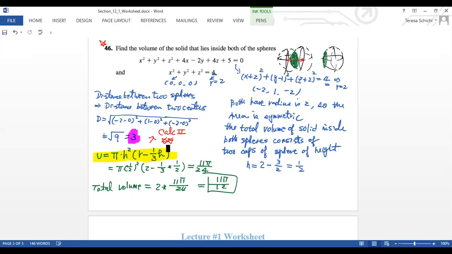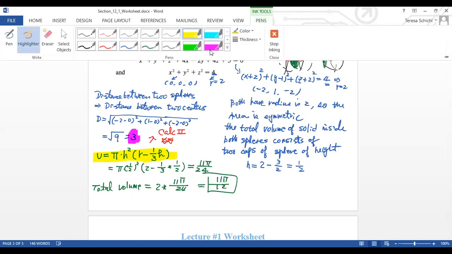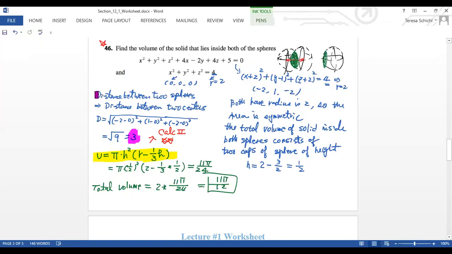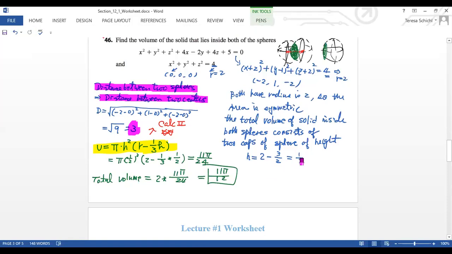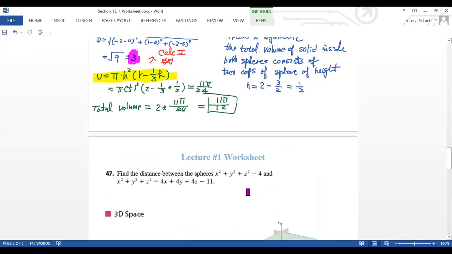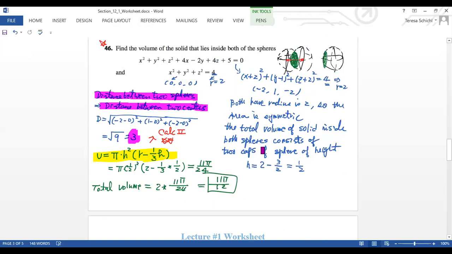Another thing you need to learn, you need to make yourself a note, is when we talk about distance: the distance between two spheres is equal to the distance between the centers of these two spheres, all right? That's it. So if you know that, then number 47, finding the distance between the spheres, you can do that. So I think that's it.